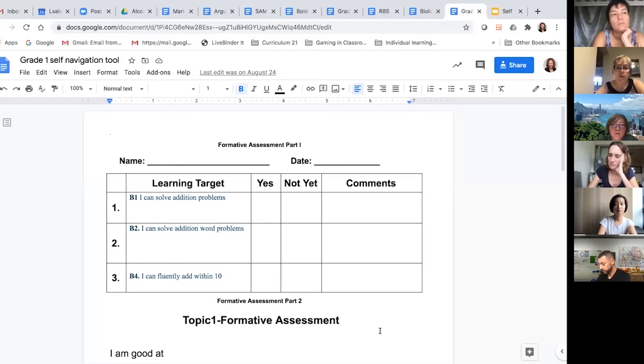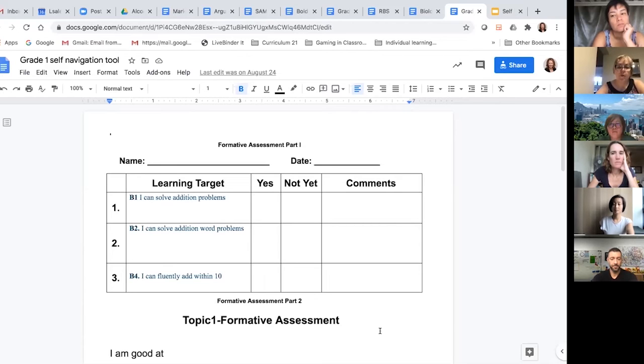I do not put all the learning targets from a unit. So let me say that again. Let's say I have 35 learning targets in a typical 6-week unit. I would pick and choose certain ones that I want to put on the self-navigation tool, because I don't want to overwhelm the children with too many of them. And not all of them are very good for putting on a self-navigation tool, right? There are different kinds of learning targets.